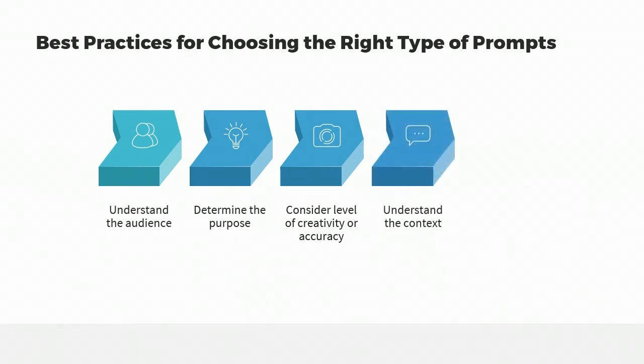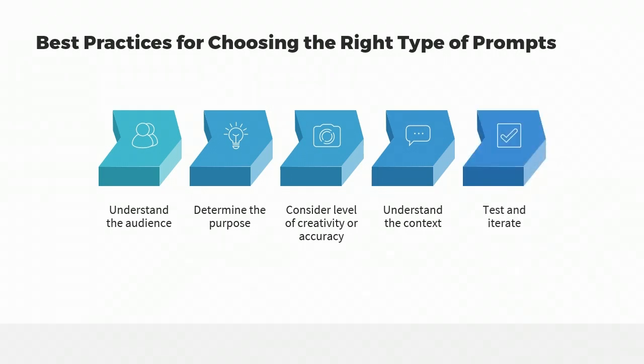Next, understand the context. The context of the conversation or situation can impact the type of prompt that is most effective. For example, contextual prompts might be necessary if the conversation involves multiple topics or is ongoing. Finally, test and iterate. It is important to test different types of prompts and evaluate their effectiveness. This can help you refine your approach and choose the best type of prompt for a specific situation.